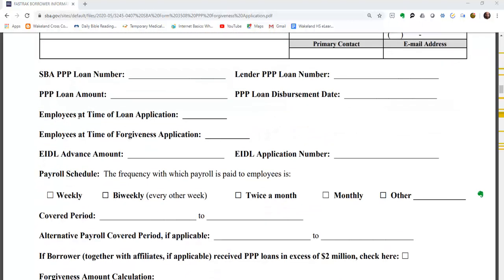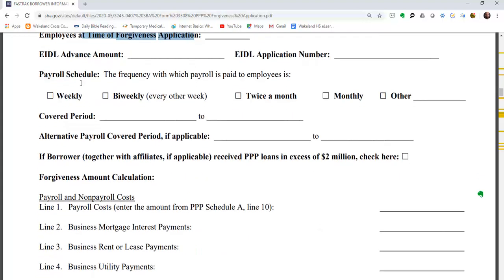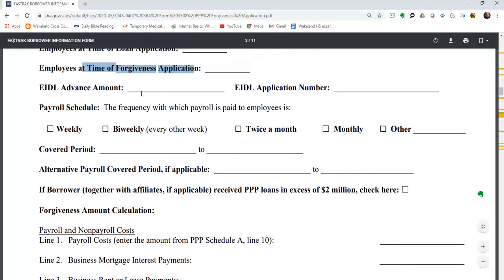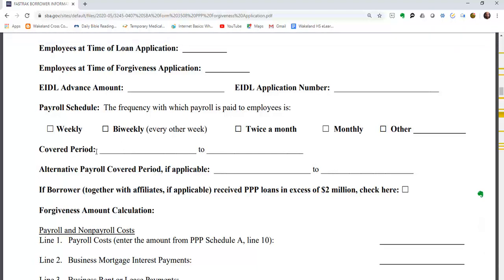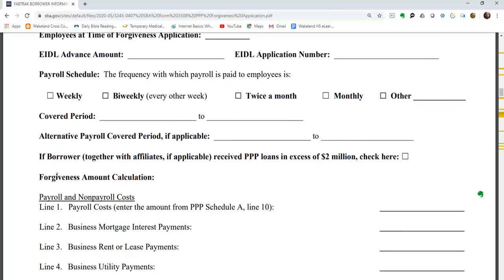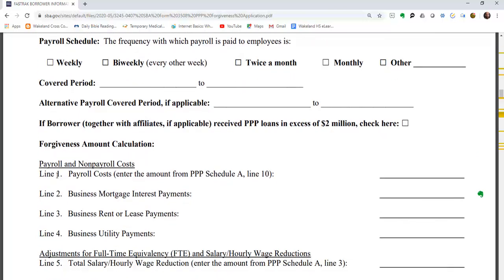You go ahead and fill in all the basic information: employees at the time of loan application, employees at the time of forgiveness application, the EIDL loan received, the payroll schedule, and the covered period. We did look at what a covered period is. There's also an alternative covered period, which is applicable only for bi-weekly or less frequent payroll employers. You could take a look at one of the previous sessions we had.